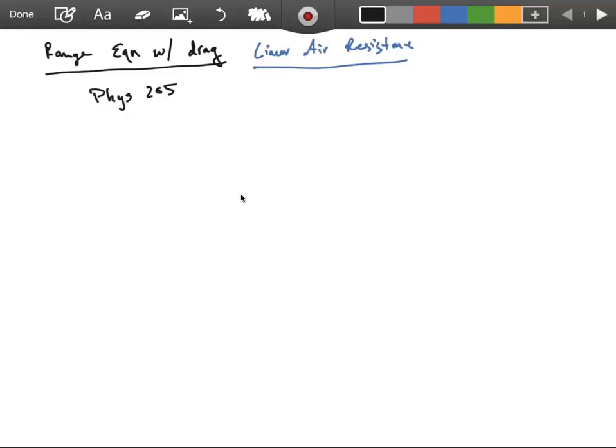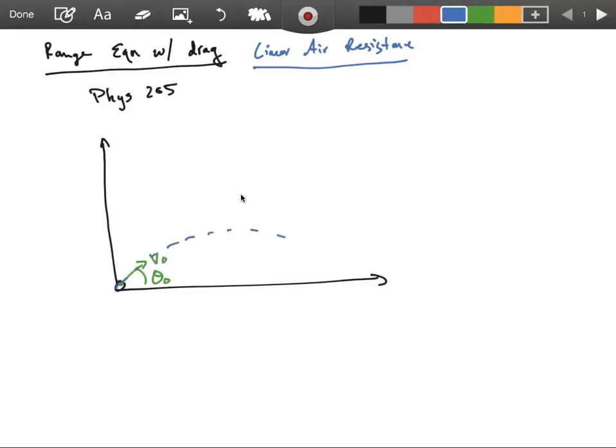So again, let's go back to physics 205 for a second, and let's think about what happened with the range equation with projectile motion. Let's say here was my object, starting off here, and give it some initial velocity. Green, so there's my initial velocity. This guy's at an angle of theta initial, and then it's going to go under projectile motion. So it's going to do something like this, right?